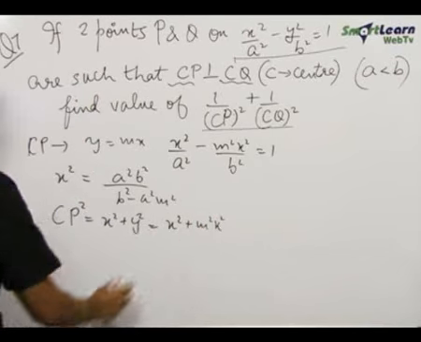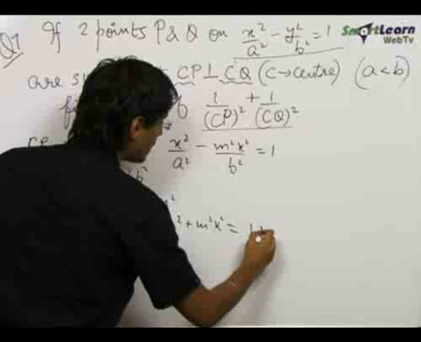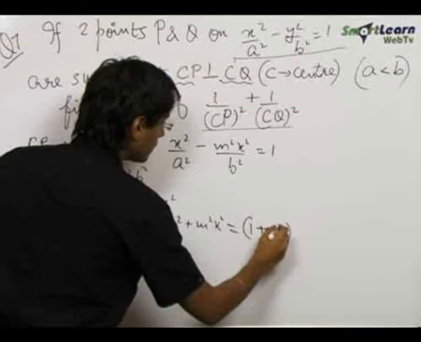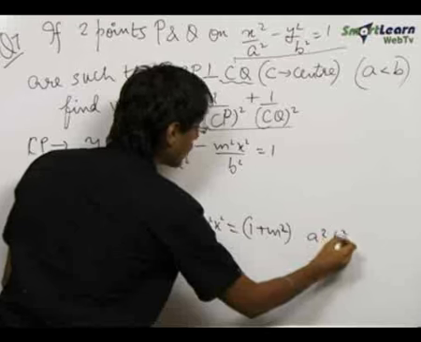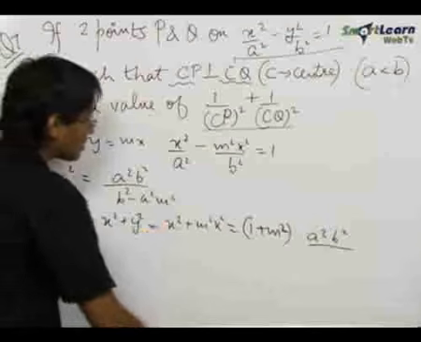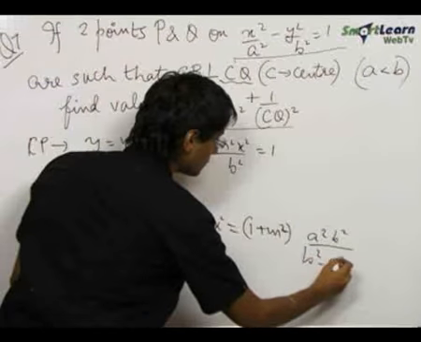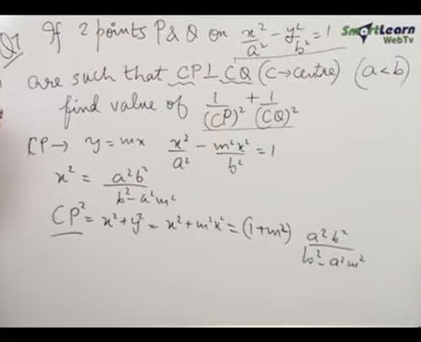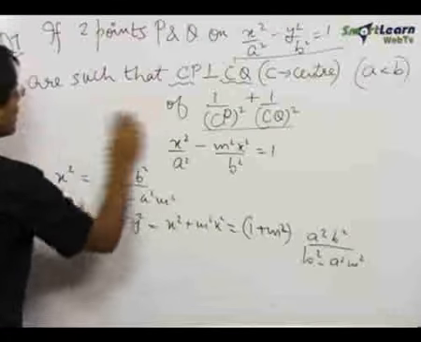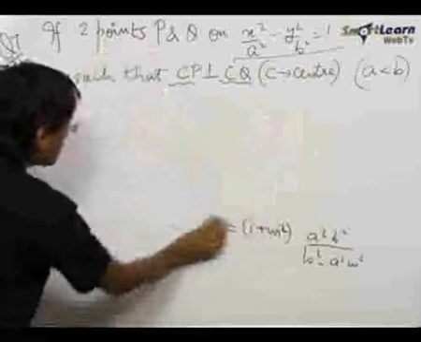Since y is equal to mx, that is 1 plus m square times x square, which we found out to be equal to a square b square upon b square minus a square m square. This is the value of CP square. Now we need to find the value of CQ square.